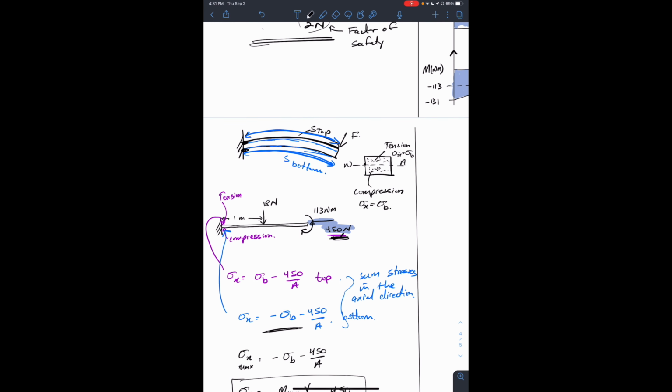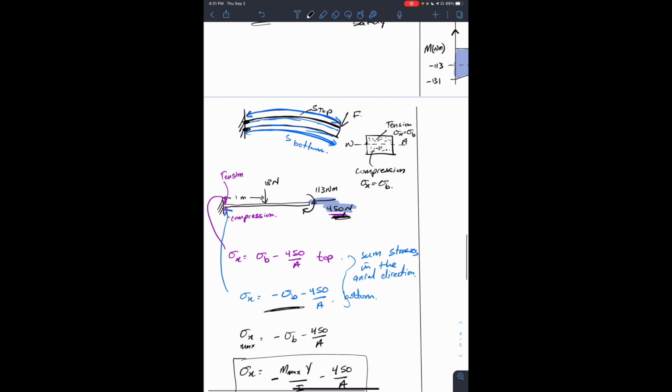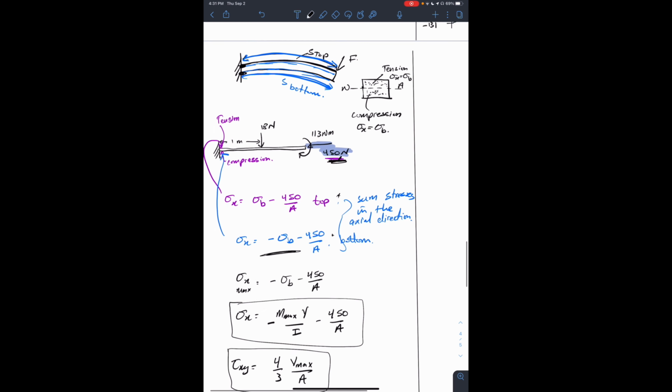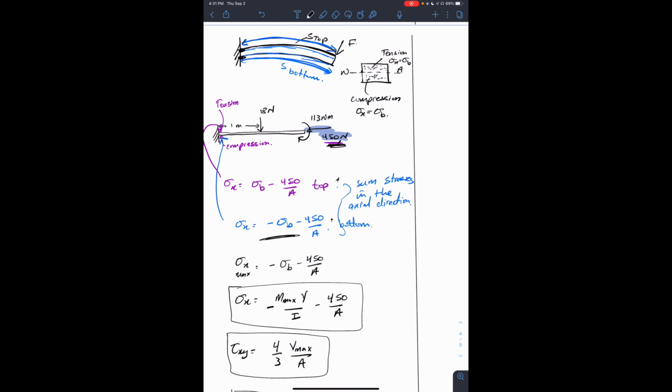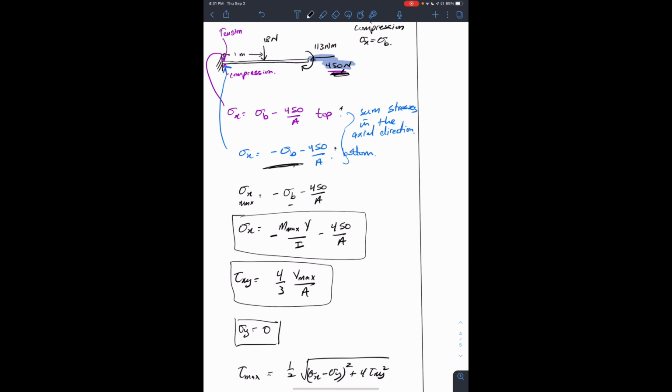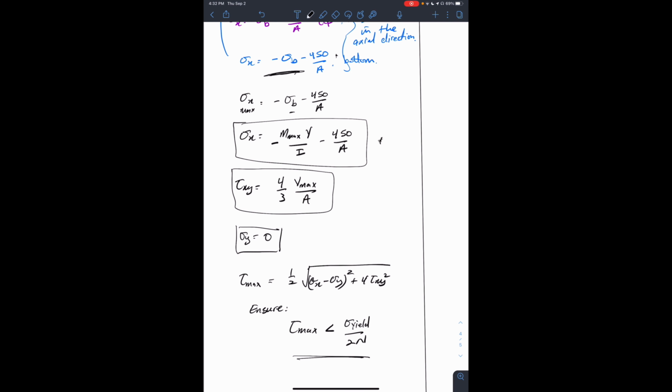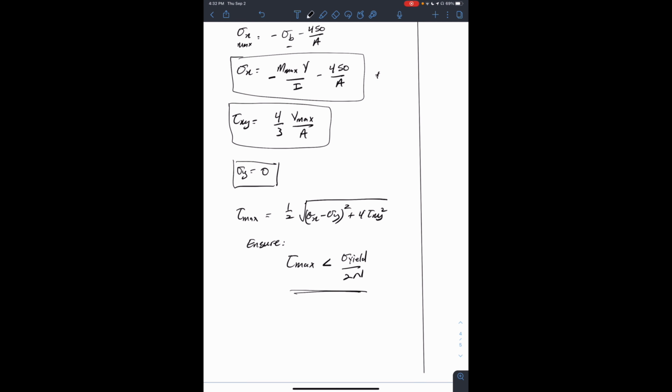There's a compressive force that will balance out some of the stress on top, but increase the compressive stress on the bottom. The larger value would be the stress at the bottom, which is in the blue. Our sigma bending is our bending moment by y on I, and we subtract that from our compressive stress here. That will be our sigma x, tau xy, sigma y, and then we can get our tau max.